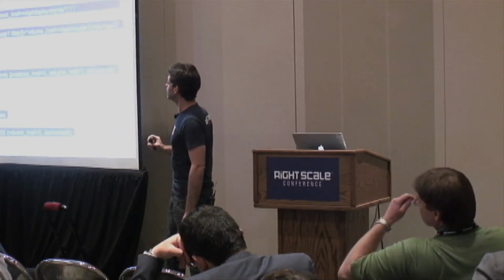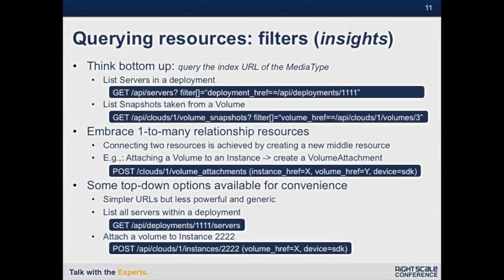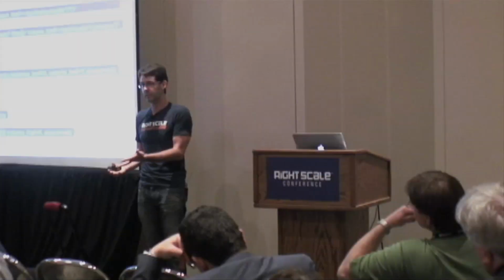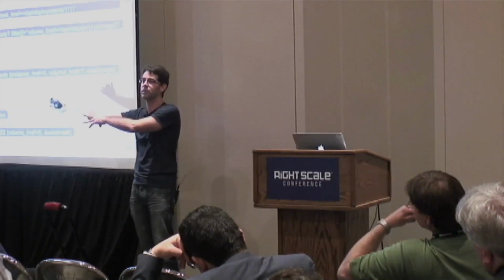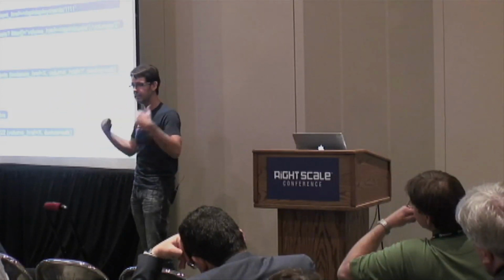That's kind of an interesting, weird way to think about it, because if you want to get the servers from a deployment, you may think, I'm going to go to the deployment and make the deployment tell me which servers exist. But you sort of have to think about it the other way around. So that's what I mean by think bottom up, right? Basically, query the index URL of the media type that you want. So what do you want as a result? A server? Well, you have to go to servers. And then add conditions, right? That's the way to think about it.